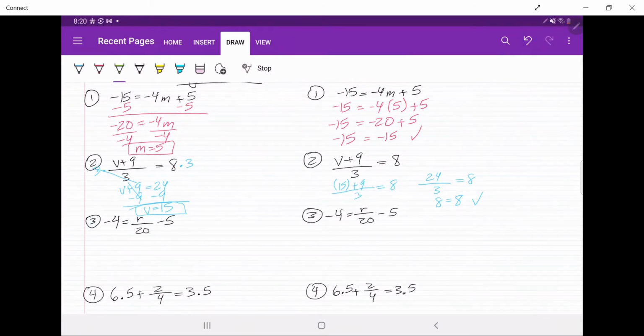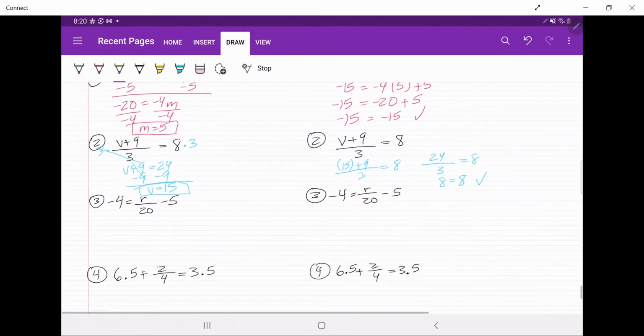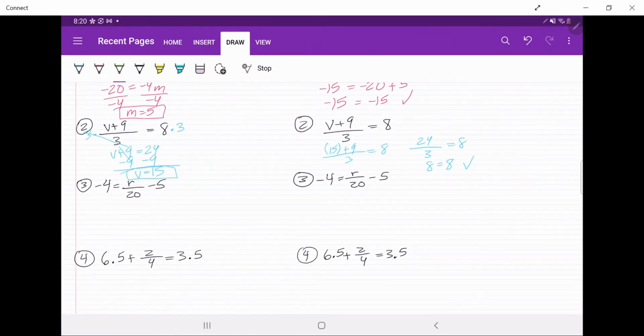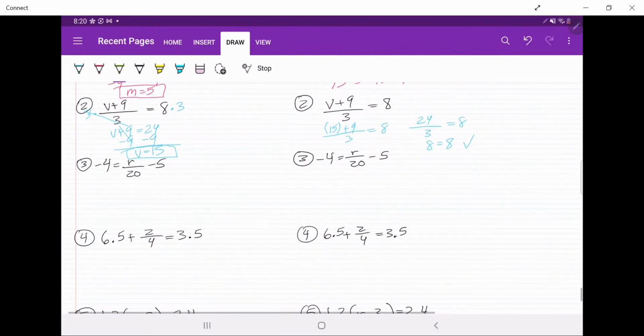So our first example just involved integers. Our second example involved a fraction. Our third example will involve both integers and fractions. So we have negative 4 equals r over 20 minus 5. Okay, we want to get r over 20 by itself. So the opposite of minus 5 is add 5. So we add 5 on both sides.